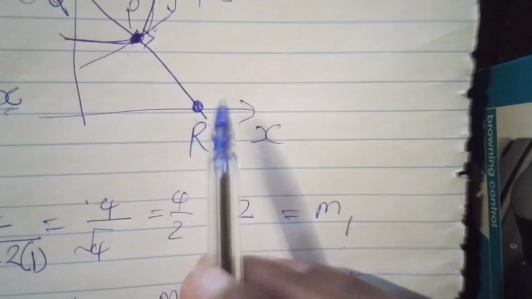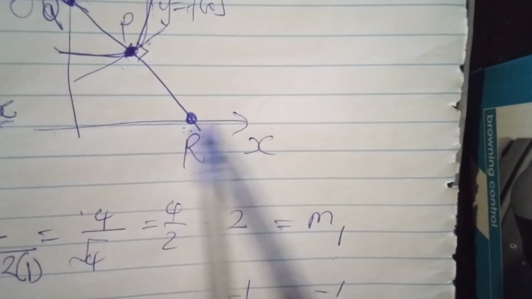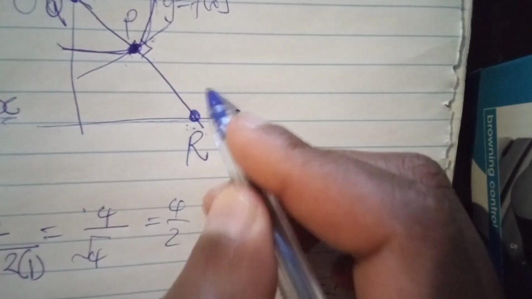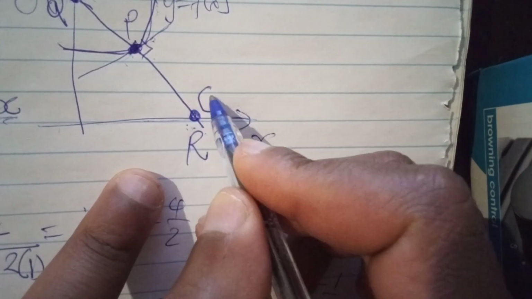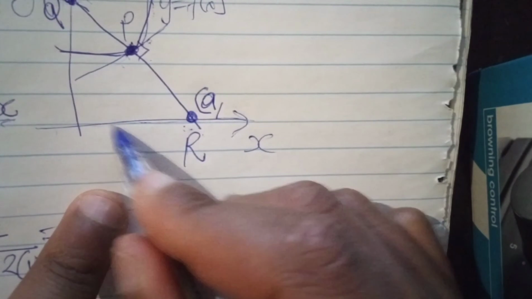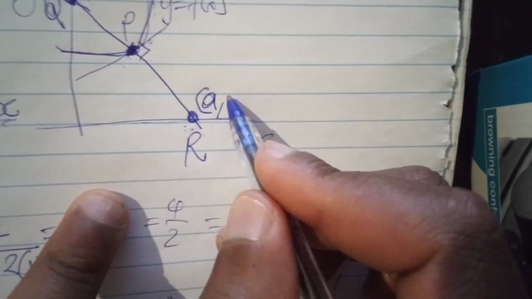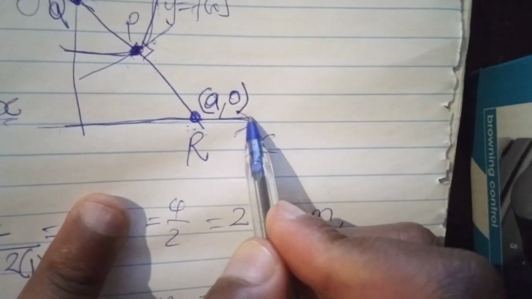So let's say, if you can look closely here, at this point r, along this axis, which is the x-axis, if you put coordinates, here we have x being some number, let's call it a, and then the y part being 0 along this line.